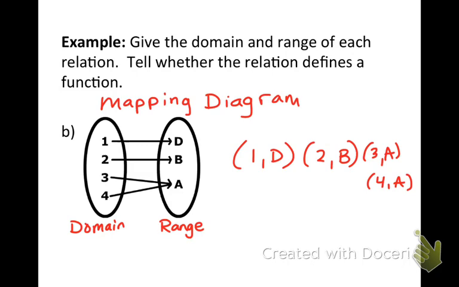Justin? So if it was like 1D, 1B, 2B, 3A, 4. Yeah, so if I put another arrow coming off of the 1, like this, then that would not be a function. Okay? So I can have 2 arrows going to one range, but I can't have 2 arrows coming from one domain. Okay? So given a set of ordered pairs, you should be able to identify whether something is a function or not. Given a table, you should be able to identify whether something is a function or not. Given a mapping diagram, you should be able to identify whether something is a function or not.